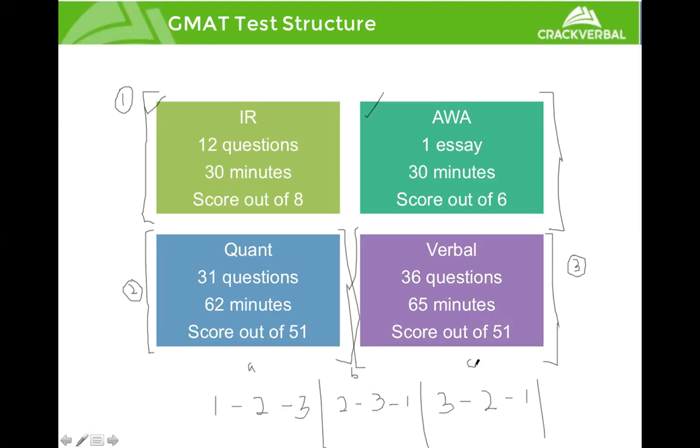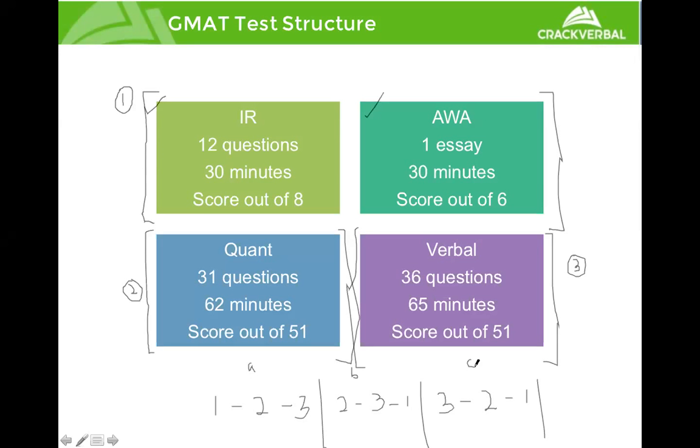Now let's look at configuration A. I start with AWA and IR, then I go to quant and verbal. As I said, for a long time, GMAT did not give you the flexibility. This flexibility was introduced fairly recently, last year. Before that, it was always 1, 2, 3: AWA and IR, quant, verbal. Advantage, disadvantage, advantage. When you start the test, there is a lot of inertia. Your brain is a little dull, in some sense, it is not getting into that cruising speed. Think of it as a car in the morning, right? You're trying to start, and the engine is getting warmed up.